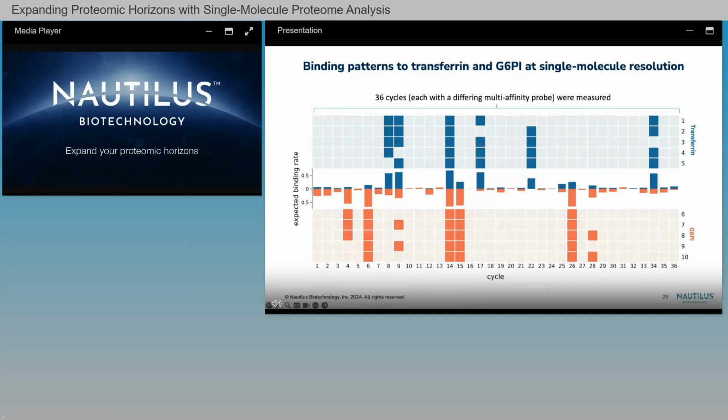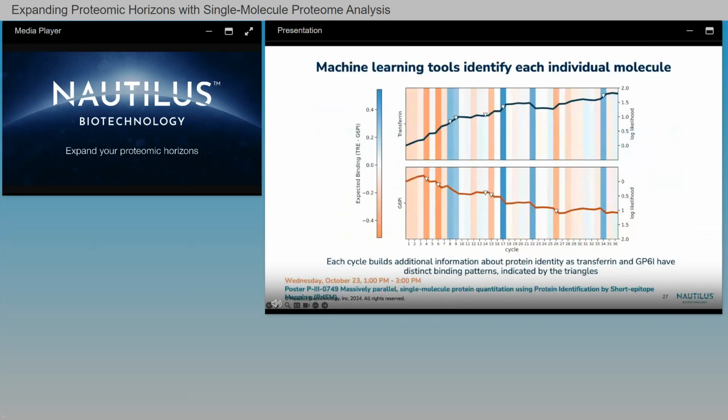If we go inside the machine learning, what we see is something like this, where we're looking cycle after cycle at, in this case, one molecule of transferrin, and asking, all right, what are you? And what you can see is that there's information both in binding and lack of binding. And as we go cycle after cycle probing, shown are where their binding events are, these triangles, you can see that we get an increase in our confidence that this protein is transferrin cycle after cycle. Likewise, for another protein where we had a different binding pattern, we see an increase in confidence that it's G6PI.